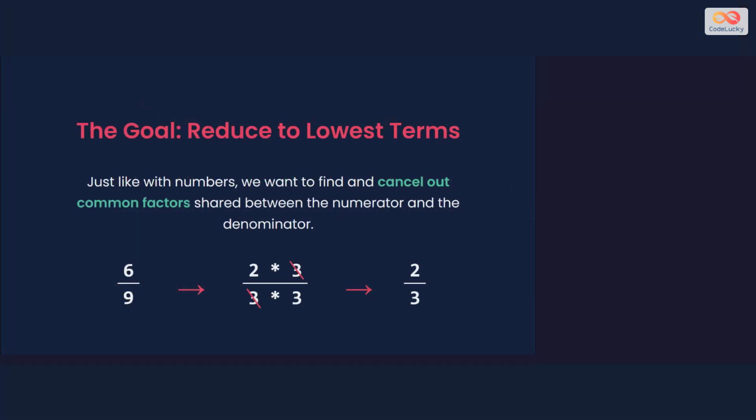Our main goal is to simplify. The same way we can simplify 6/9, we can simplify rational expressions. The key is to find any factors that are common to both the numerator and the denominator, and then cancel them out.